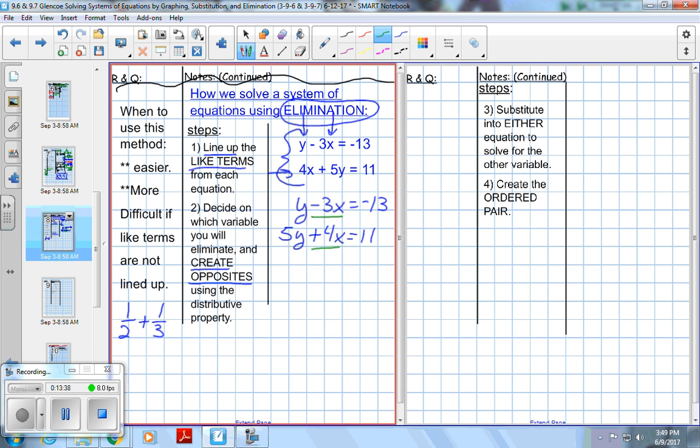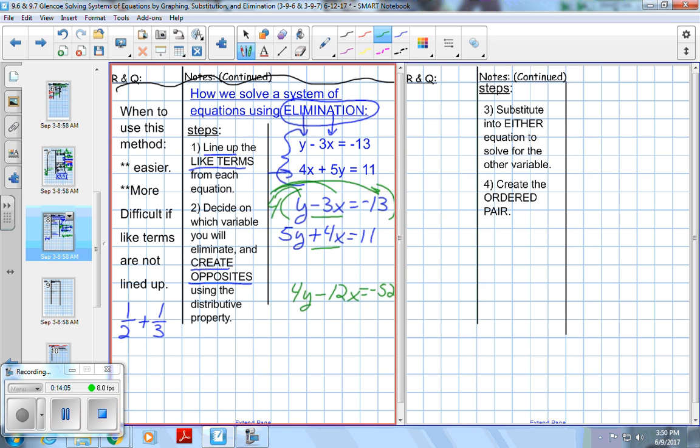So what number do we have to multiply the first line by to make -3x become -12x? Yeah, you're right. It's a 4. We're going to go ahead and distribute that to all terms inside the equation. So we've now changed it to 4y minus 12x equals -52.